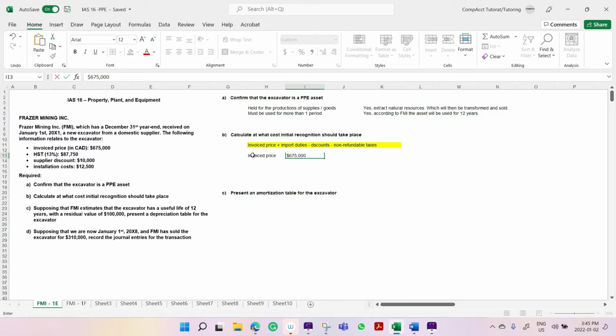Okay. What other element are we being given here? We're being given HST. There's no adjustment for HST, and there's the reason why. HST is a refundable tax. So again, it's a pretty simple point to remember. Anything that has to do with HST, GST, PST, those are refundable taxes, and those are not included in or deducted from the purchase price. They go in a separate account.